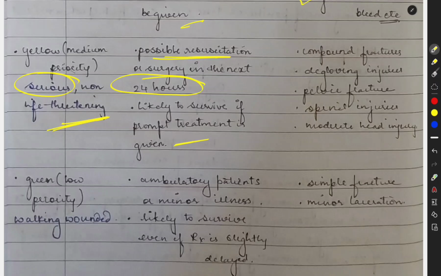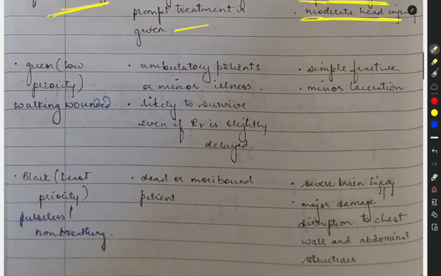What are the examples which come under serious non-life-threatening injuries? Like compound fracture, degloving injuries, pelvic fracture, the spinal injury, and the moderate head injury. So, the next color coding is green.